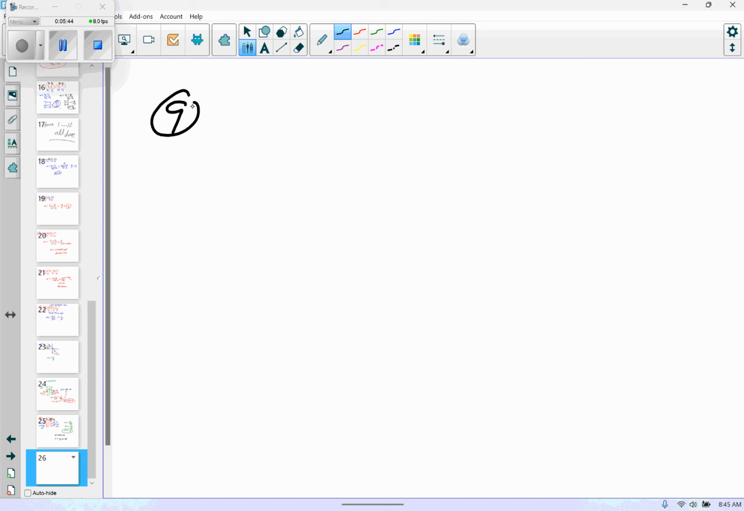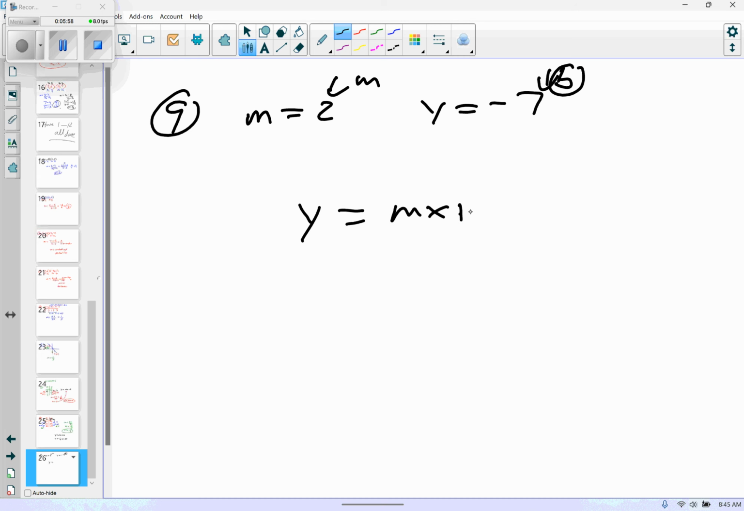Number 9, they tell us the slope is 2, and the y-intercept is negative 7. So that's my b value right there, and that's my slope, obviously. So I can just plug right into the equation, directly plug it in. So I get y equals 2x minus 7.